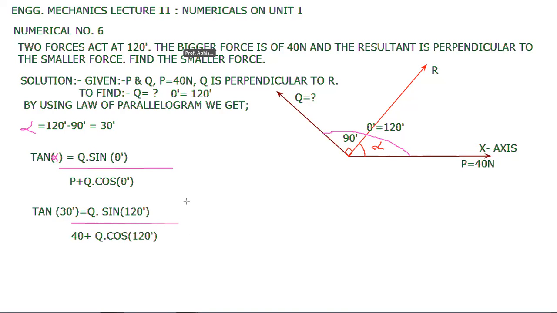Now you have to solve this equation. You have to find the tan of 30. You can find all these values on your calculator. So 0.577 is the value of tan of 30, which is equal to q sine of 120. The value of sine of 120 is 0.866 multiplied by q. You have to solve this on your calculator.